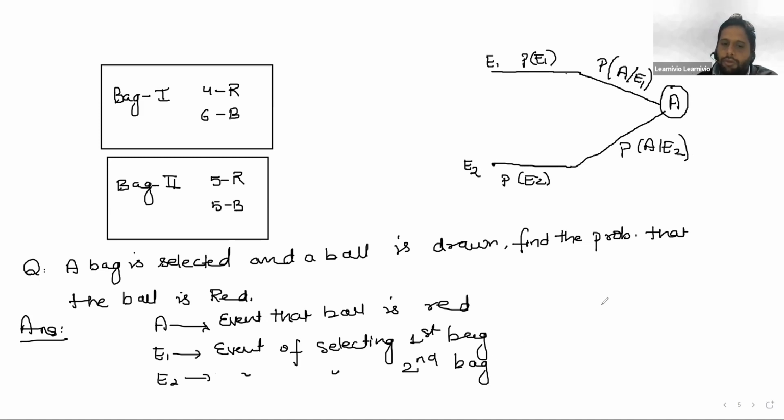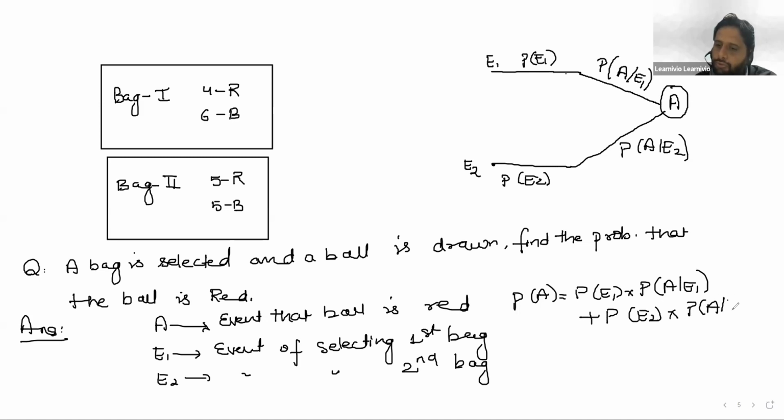Now, we need to find the probability of A. So probability of A will be P(E1) into P(A|E1) plus P(E2) into P(A|E2). Here we need to find P(E1). What is meant by P(E1)? Selecting the first bag. You have two bags, and out of two bags, you're selecting a bag. So P(E1) will be 1 by 2. Next you're finding P(E2). So P(E2) will be what? 1 by 2.